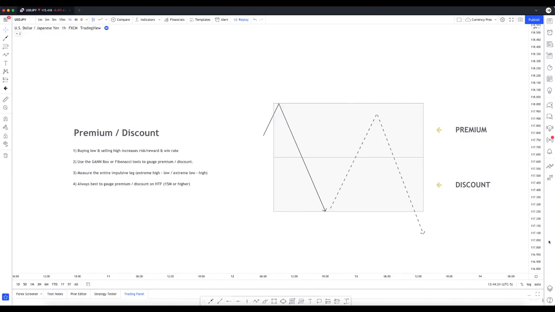So today what we're going to do is go over some theory about premium and discount pricing, and then we're going to dive into some actual chart examples so you can see the theory in action. Now, before you can see there's a brief little diagram I've drawn, as well as a few tips I'd like to go over. So let's get started.